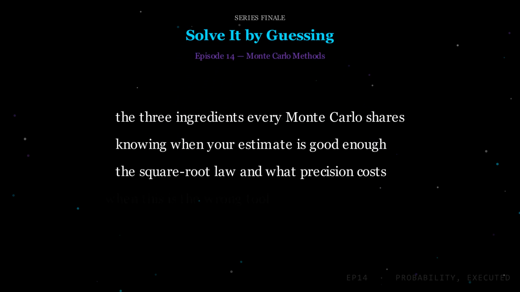Today, the 3 ingredients every Monte Carlo method shares: estimating pi in 4 lines, how to know when your estimate is good enough rather than guessing, the square root law that governs what precision costs, and an honest account of when this approach is the wrong tool.